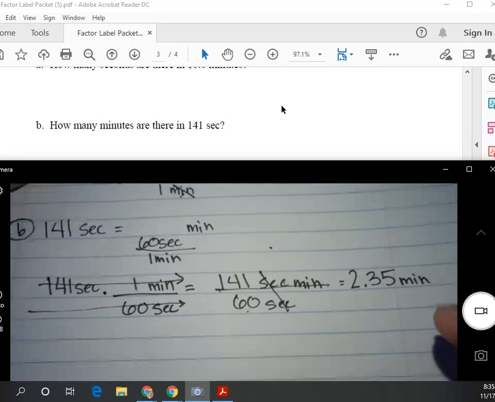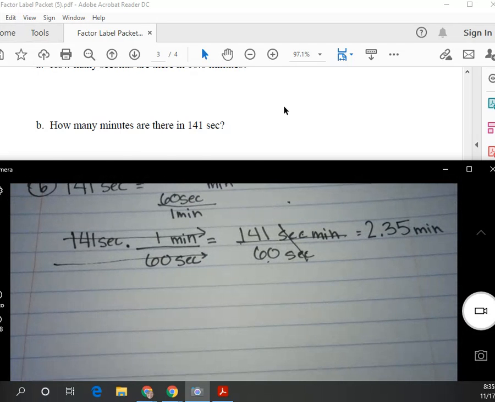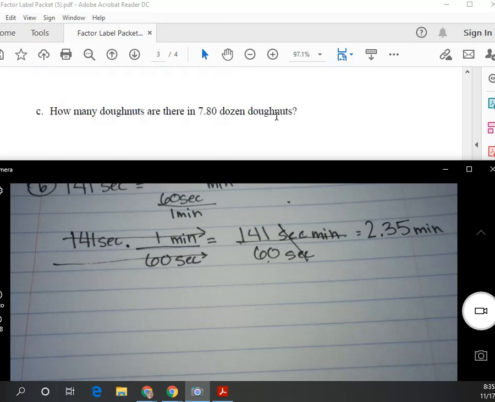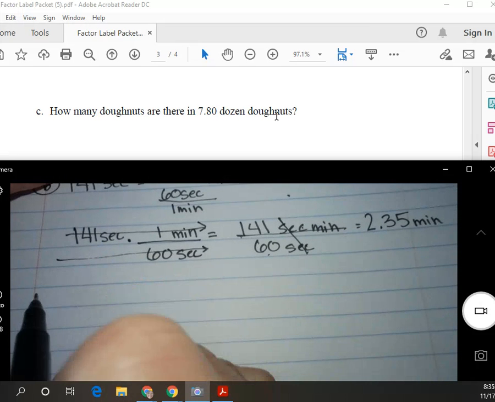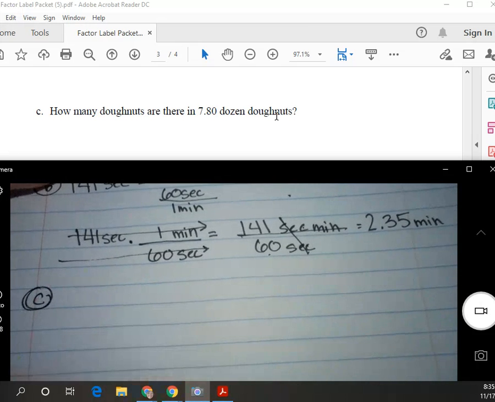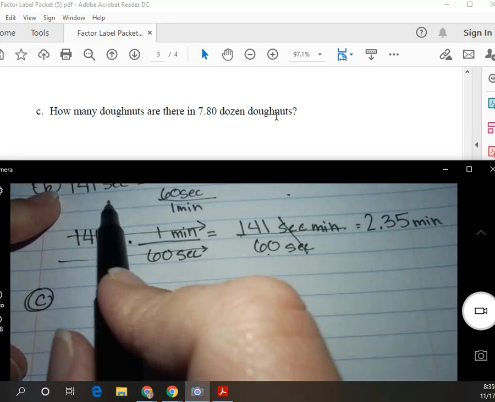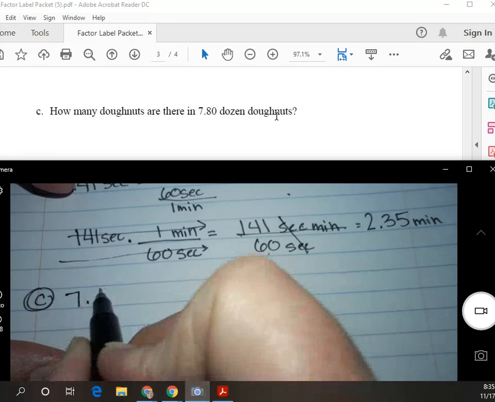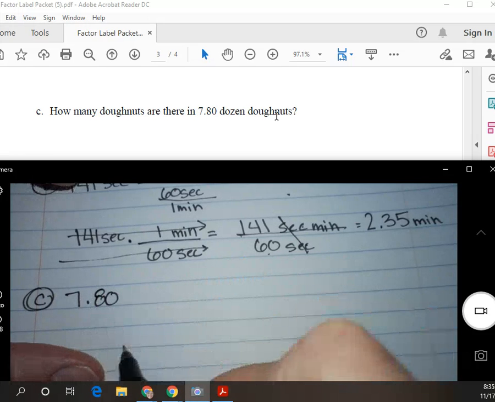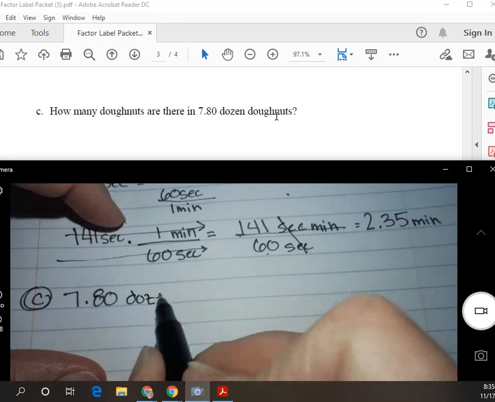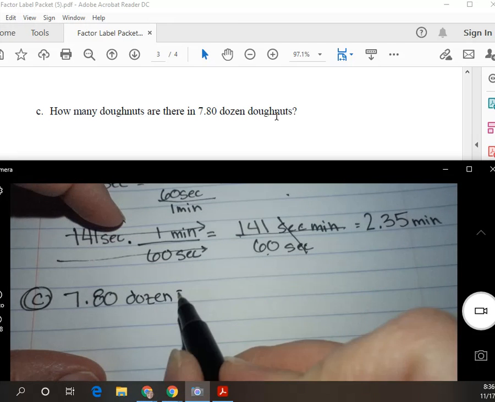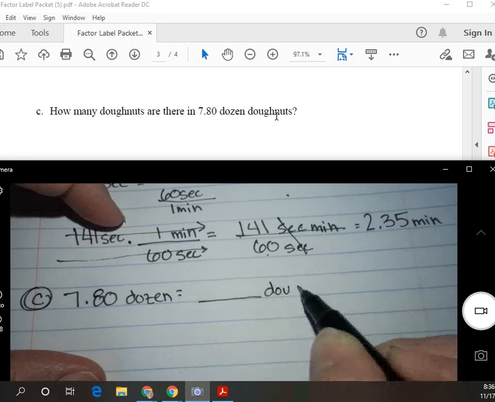Okay. All right. So let's go on and do a couple more examples, and then I'll let you work on your own. And so C is a pretty good example of an abstract sort of thing. If you look at C, C says how many donuts are there in 7.8 dozen donuts? Well, just like we did up here, I'm going to write down what I have. 7.80 dozen, which is a weird number when we're thinking about donuts. But I want to know how many actual donuts there are.